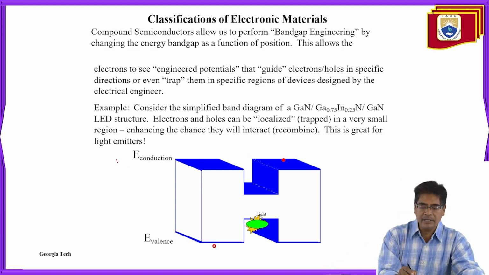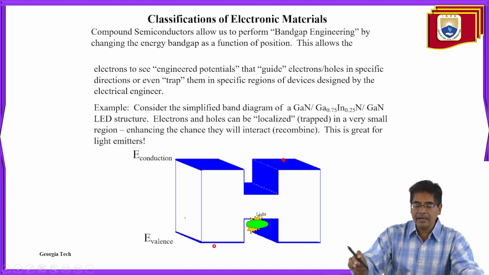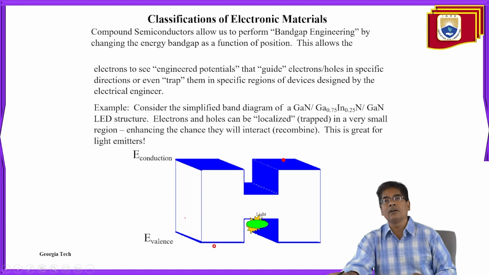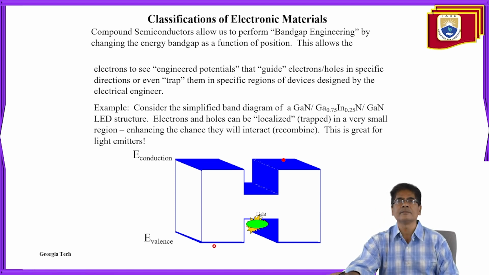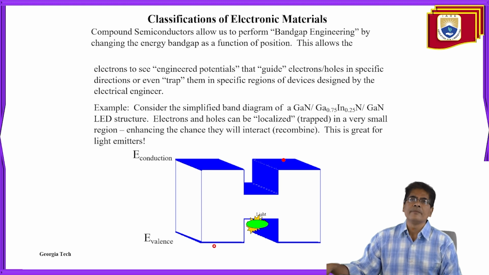We have the conduction band and the valence band. The valence band is maintained at the lowest energy, and the conduction band is maintained at higher energy. So the light interaction enhances the recombination, which is a great achievement for light emitters. Right? It is a great achievement for light emitters.